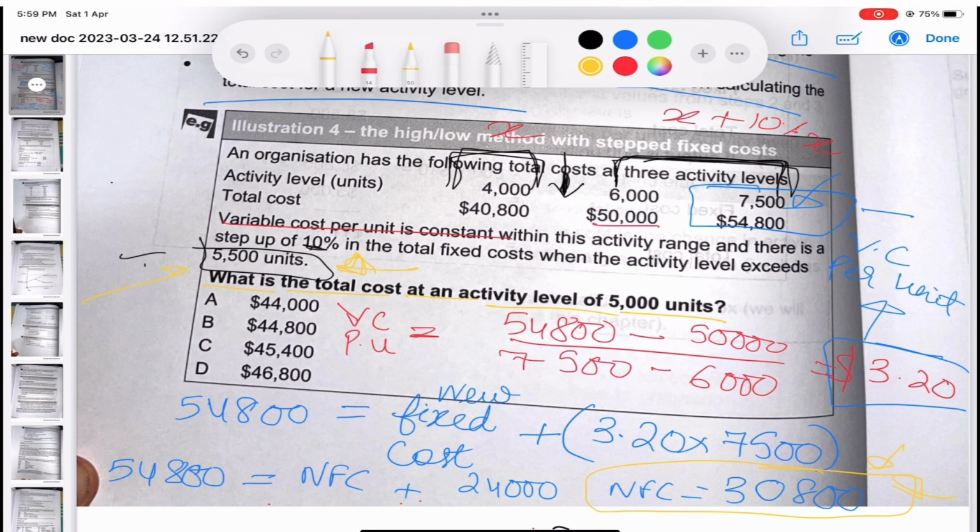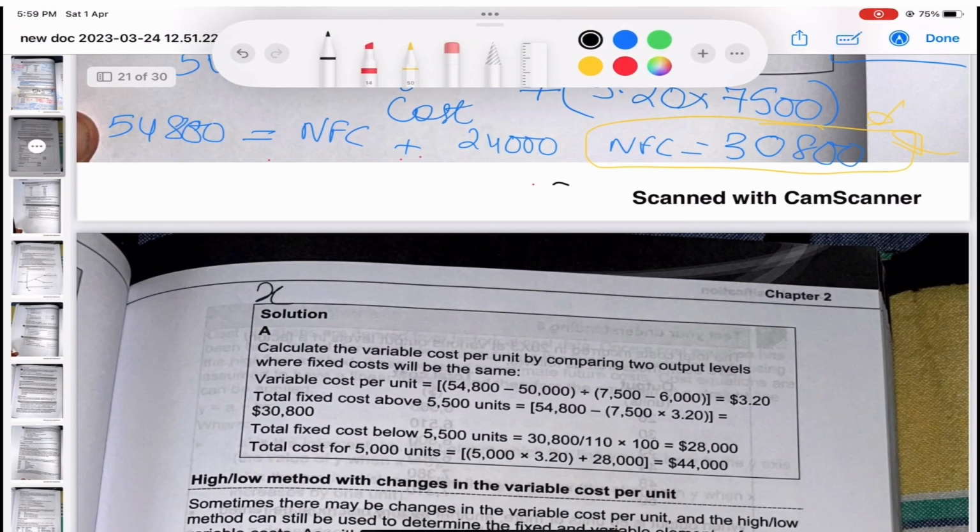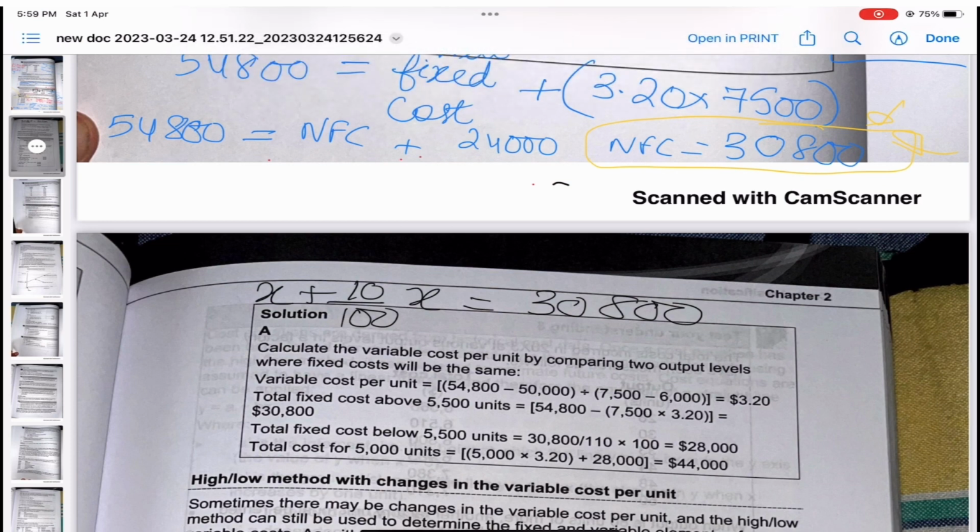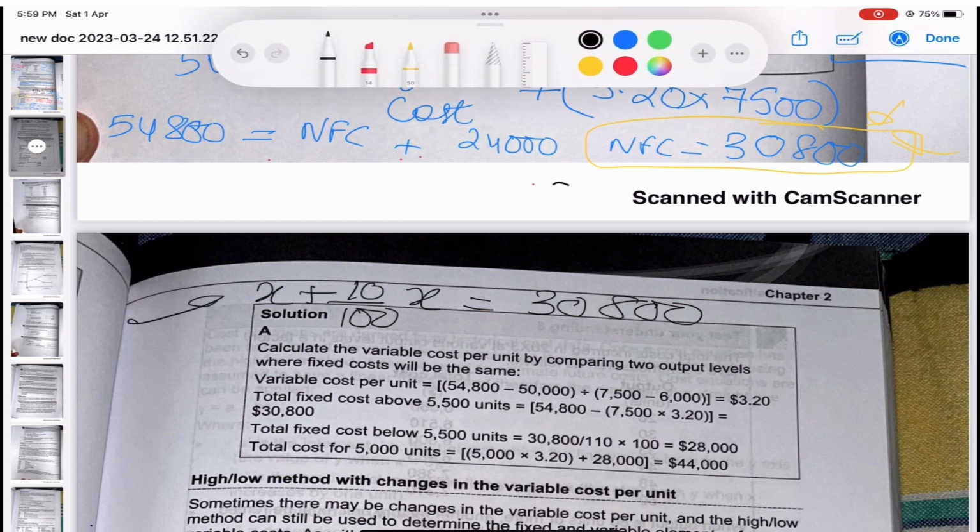Look at the question again. It needs the total cost at 5000. The change in the fixed cost took place after 5500. So here my old fixed cost will be taken into account. What is my old fixed cost? X plus 10% of X gives me 30800. By doing this, I'll find the value of X. What is X? X is basically my old fixed cost. By doing that, I'll be getting my fixed cost, and now to the fixed cost I'll have to add my total variable cost for 5000 units. By doing that, I will be getting my total cost at 5000 units, and I think you can do it by yourself.